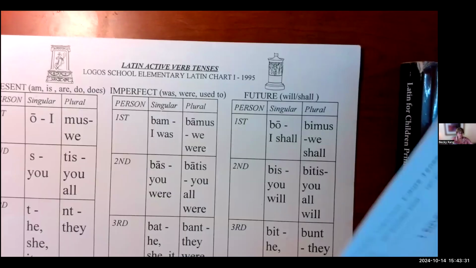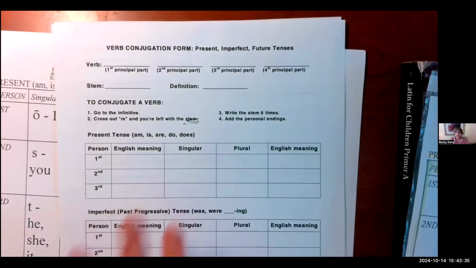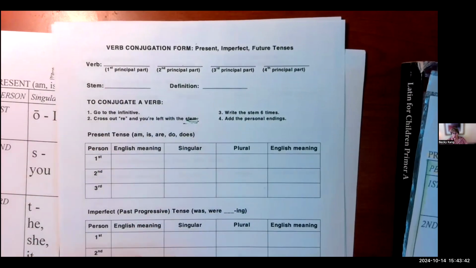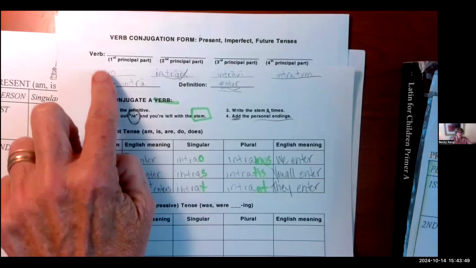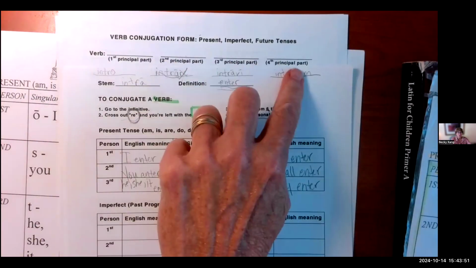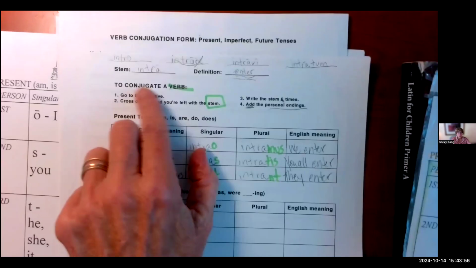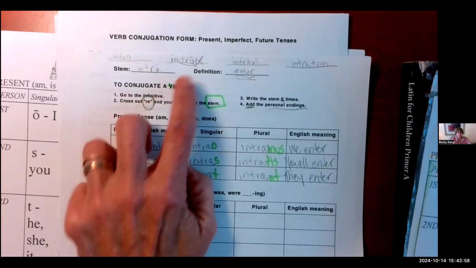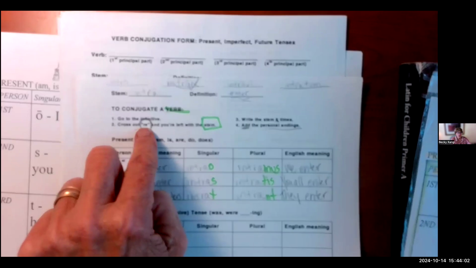Also that goes with verbs is this sheet, the verb conjugation sheet. And every vocabulary list is going to introduce us to verbs. And with that, what we're going to do is conjugate the verb. Now, today we conjugated enter, and you're going to put your four principal parts up at the top, just like we did. And it says to conjugate a verb, here's the instructions. We go to the infinitive. The infinitive is the second principal part right here. It says cross out the RE.